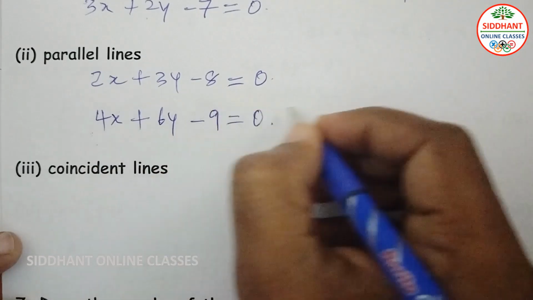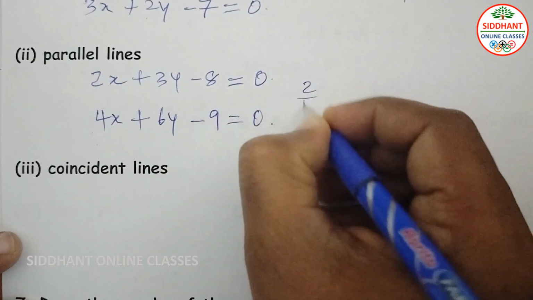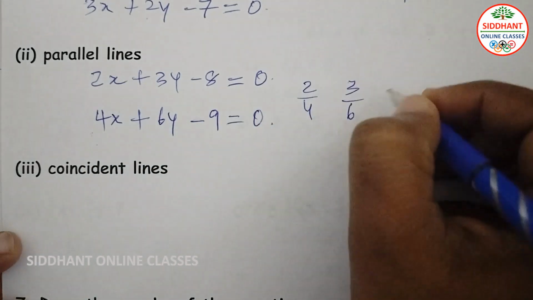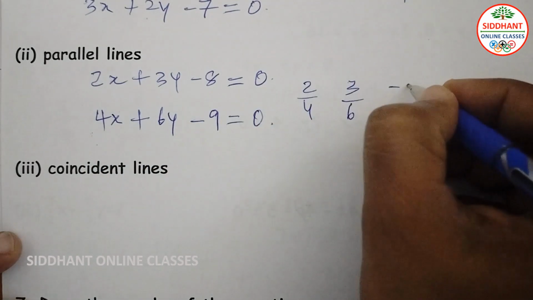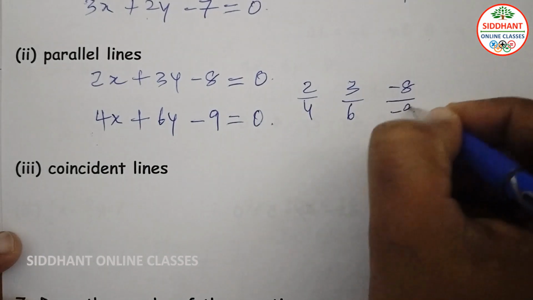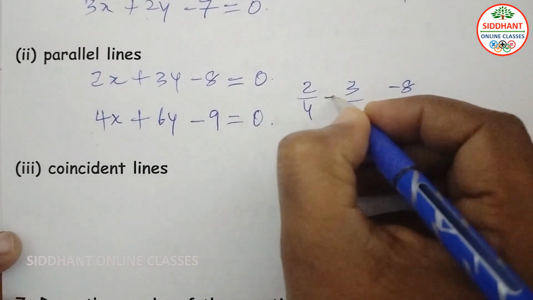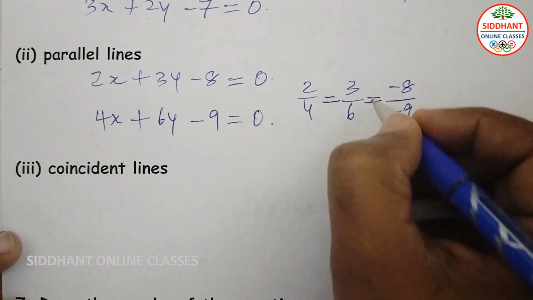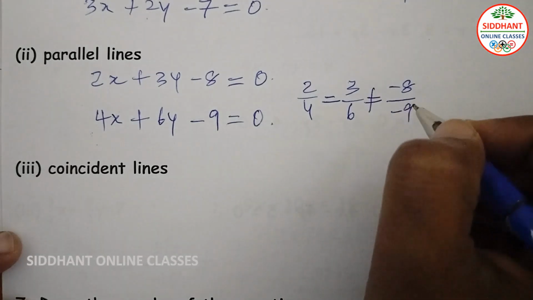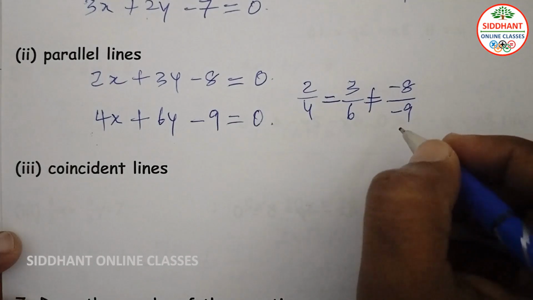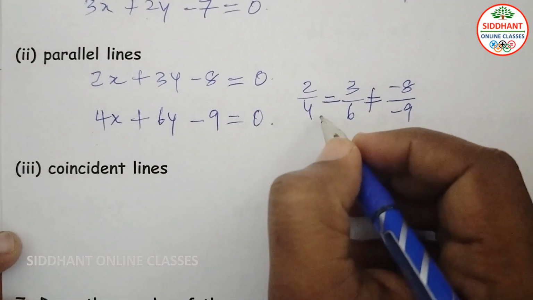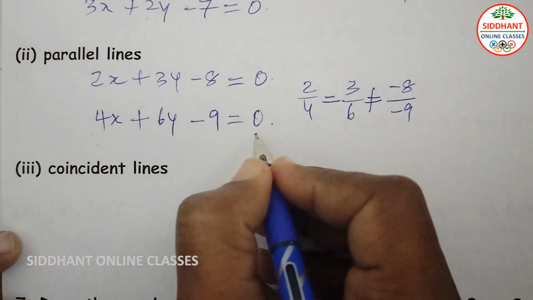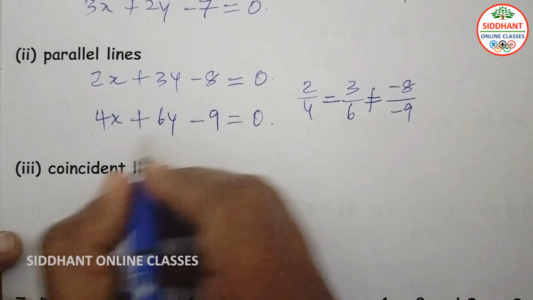Now comparing a1 by a2, which is 2 by 4, b1 by b2, which is 3 by 6, and c1 by c2, which is minus 8 by minus 9. So a1 by a2 is equal to b1 by b2, which is not equal to c1 by c2 here. So we can say that the lines are parallel to each other. So this is the example for parallel lines.